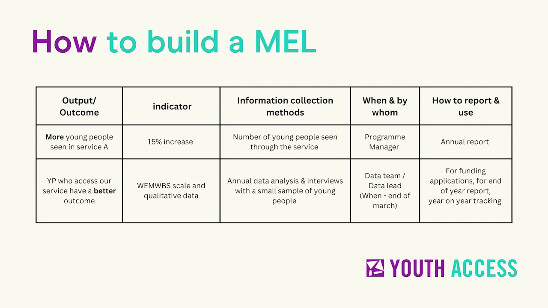In secondary, you've got young people who access our service have a better outcome. The indicator could be a percentage increase of wellbeing scores. And the information collection methods could be WhenWeb's data collection and qualitative data collection. So this could be a data analysis done on an annual basis from the project or program of work. And then you could also complement this with interviews with a small sample of young people who attended this service to understand the longer term impact and to build on the evaluation by including both qualitative and quantitative data.